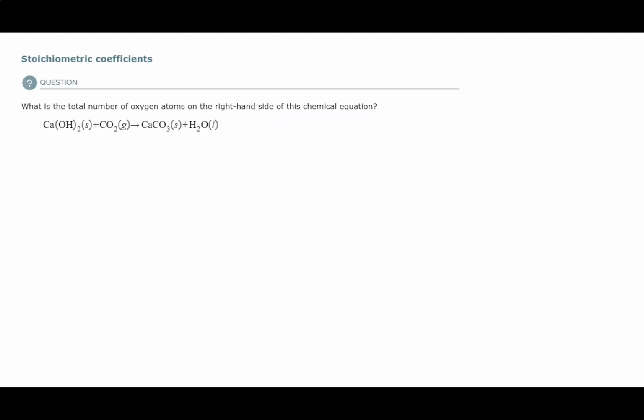Alright, so let's have a look at some of these problems from Alex that are going to be about balancing equations. So it says, what is the total number of oxygen atoms on the right-hand side of this chemical equation? So oxygen appears in two spots. There's 3 oxygen atoms here in this calcium carbonate, and then there's another one there, so that gives me 4 oxygen atoms.